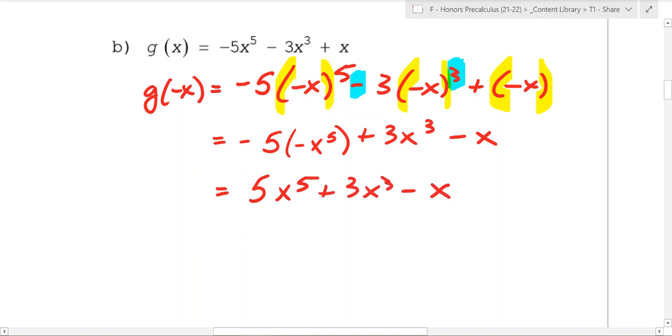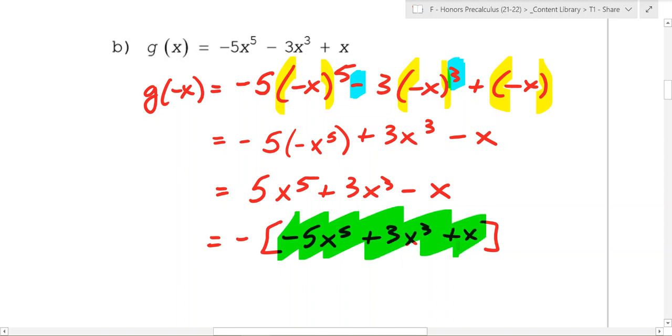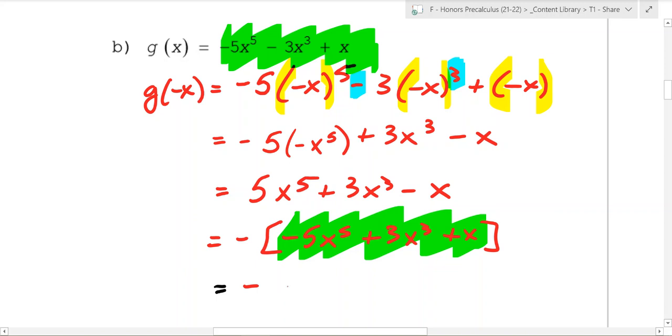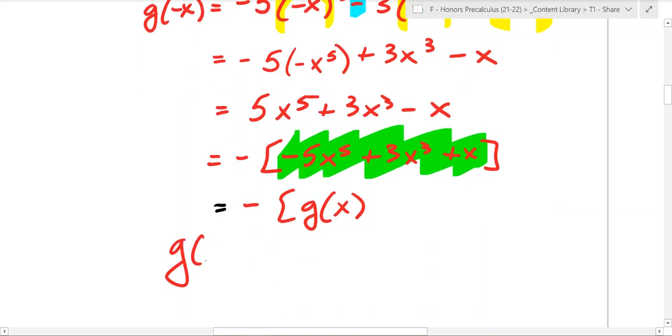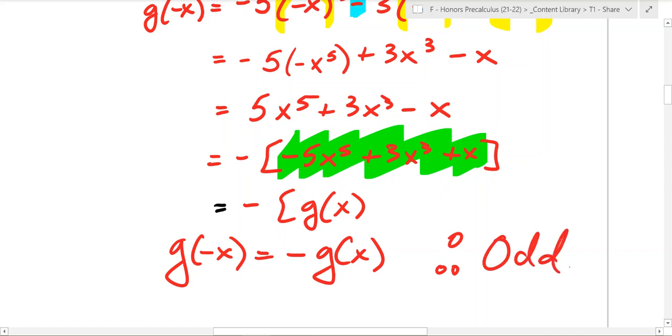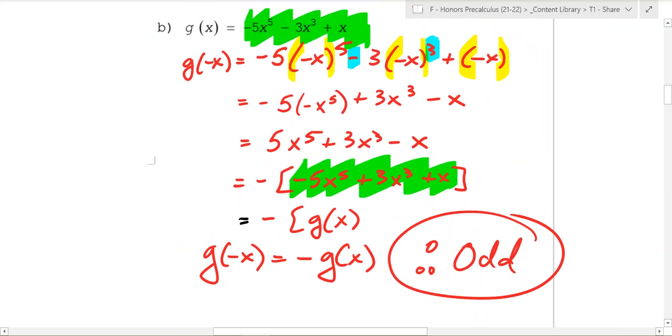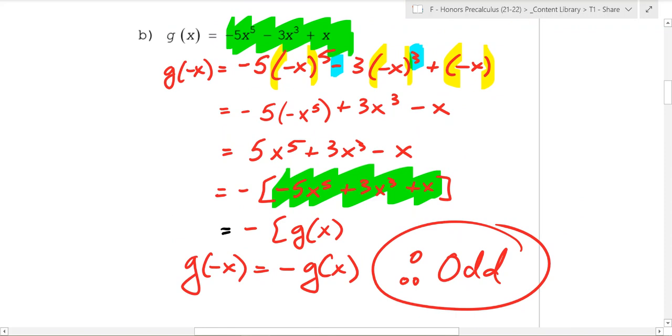So what is that in relation to the original? Well, let's factor out a negative, and you end up with negative times 5x to the 5th plus 3x cubed plus x. And this right here is g of x. So what do you end up with? Negative g of x. So what happened here? We showed that when you plug in a negative x, you end up with the opposite of the function. Therefore, it's odd. Keep in mind, it's really easy to mess up a negative on this, so practice this.